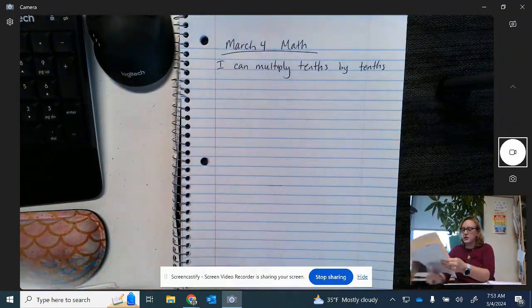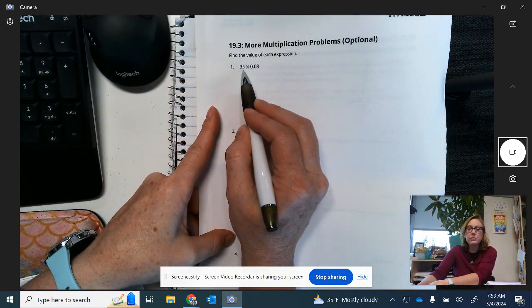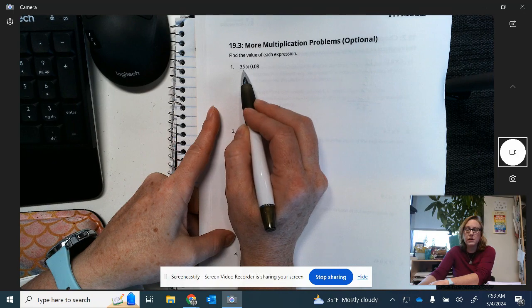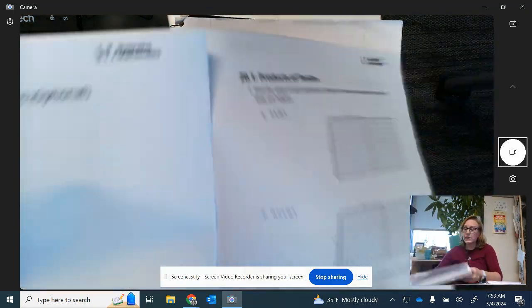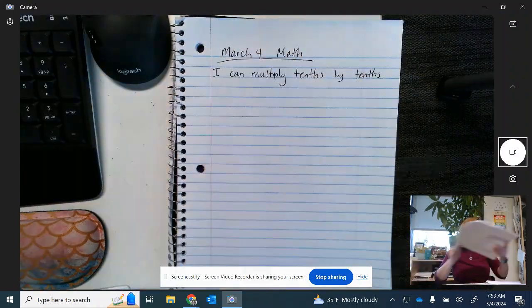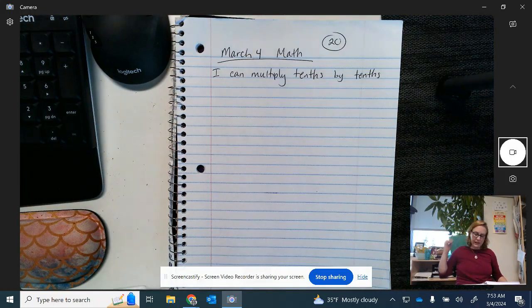We worked on larger numbers, even larger numbers where we can't show them on modeling anymore. We're going to go back to modeling today because we can. Okay, so we're on lesson 20. Not that that matters to you, but we're on lesson 20 in our book.